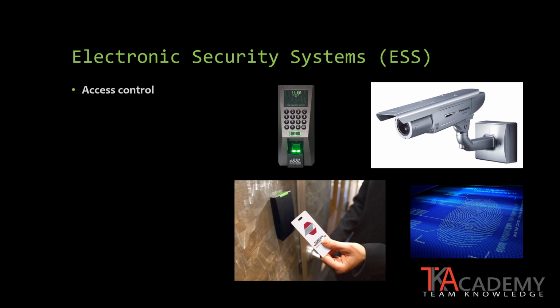ESS will also include intrusion detection and alarms to identify when someone is trying to infiltrate and where the attempted break-in is occurring within the system. ESS also includes video surveillance, which is being able to monitor and observe the threat or aggressor activity when someone is trying to break in or infiltrate the security system.